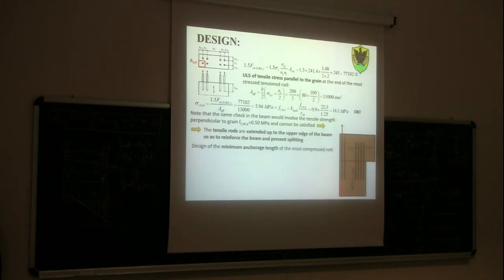Then we need to calculate the minimum anchorage length of the most compressed rods. So what would be the anchorage length in order to ensure that we don't have debonding, so we don't have a detachment of the rods from the wood?